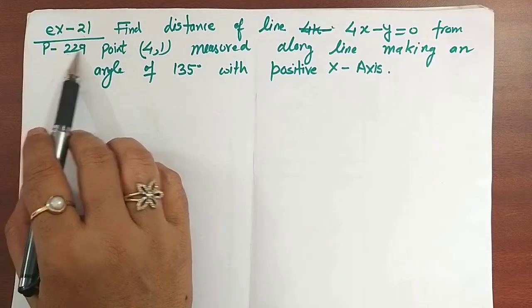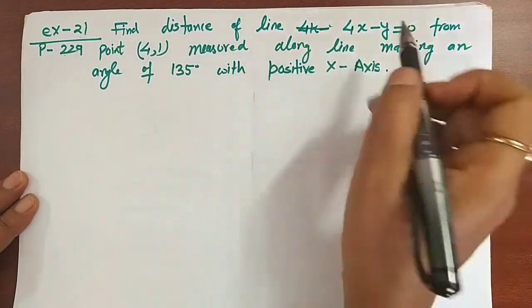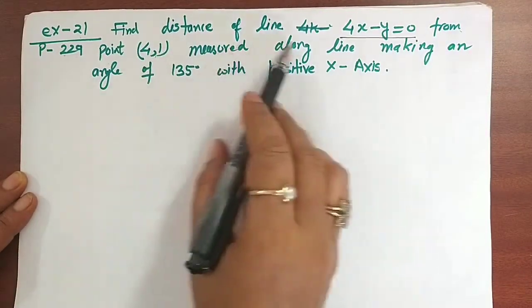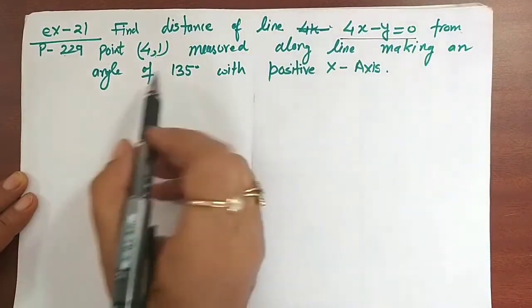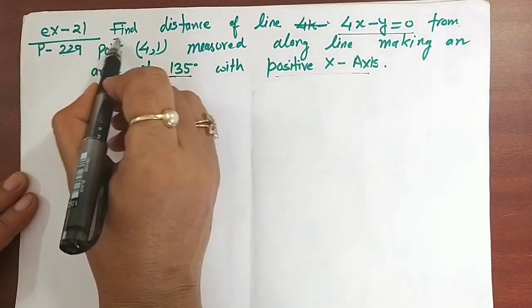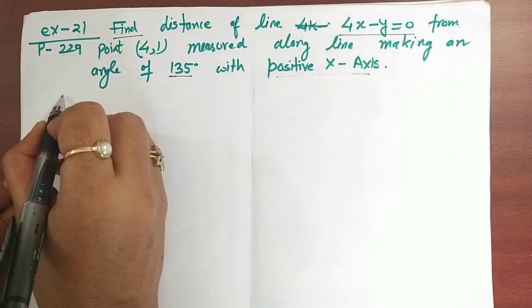21, page 229. This is an example. The distance of this line from the point (4, 1), measured along the line making an angle of 135 degrees with the positive x-axis. So you have to find that distance. So it's better to make a rough sketch for the question.